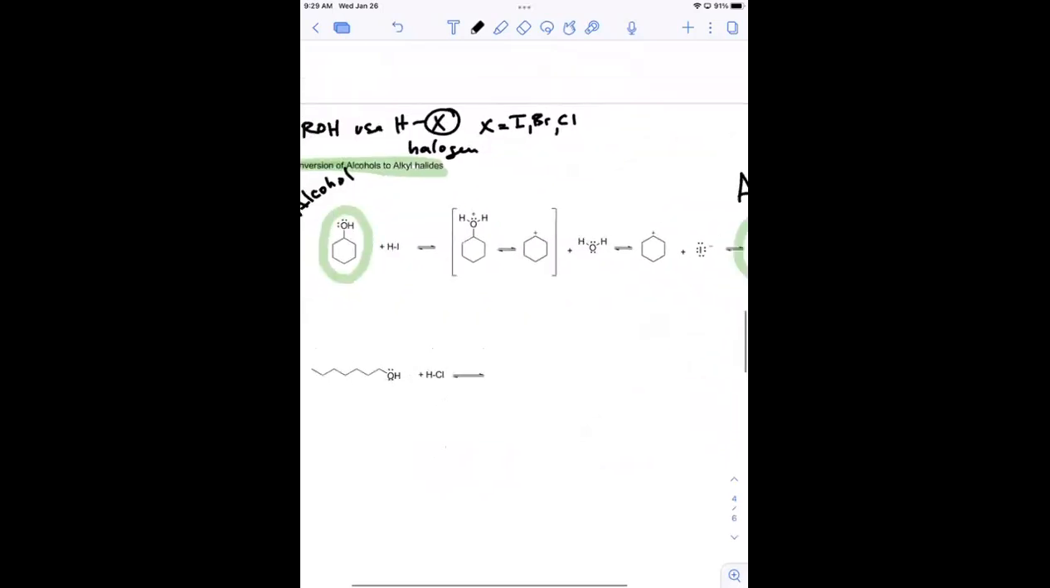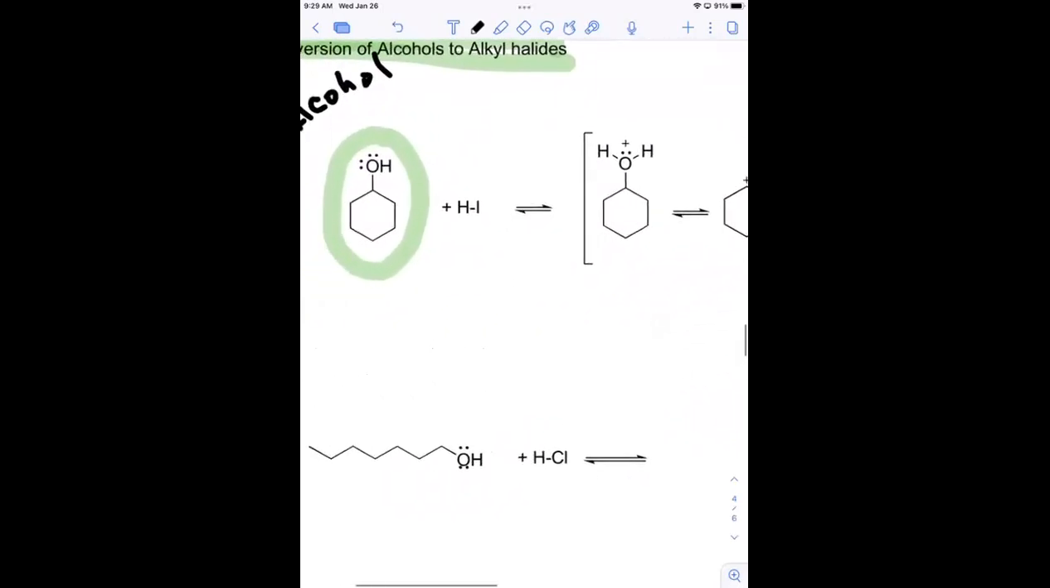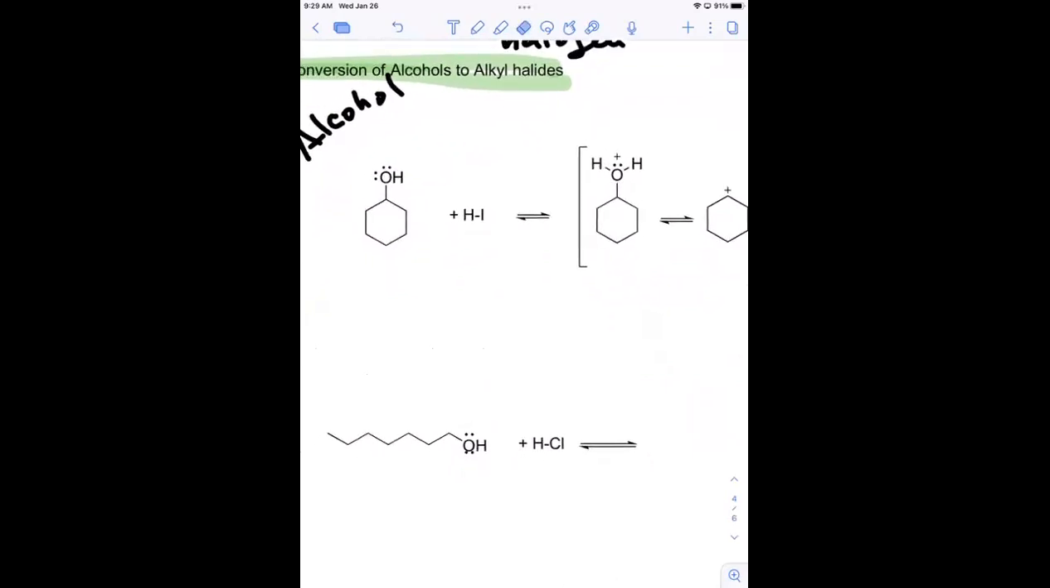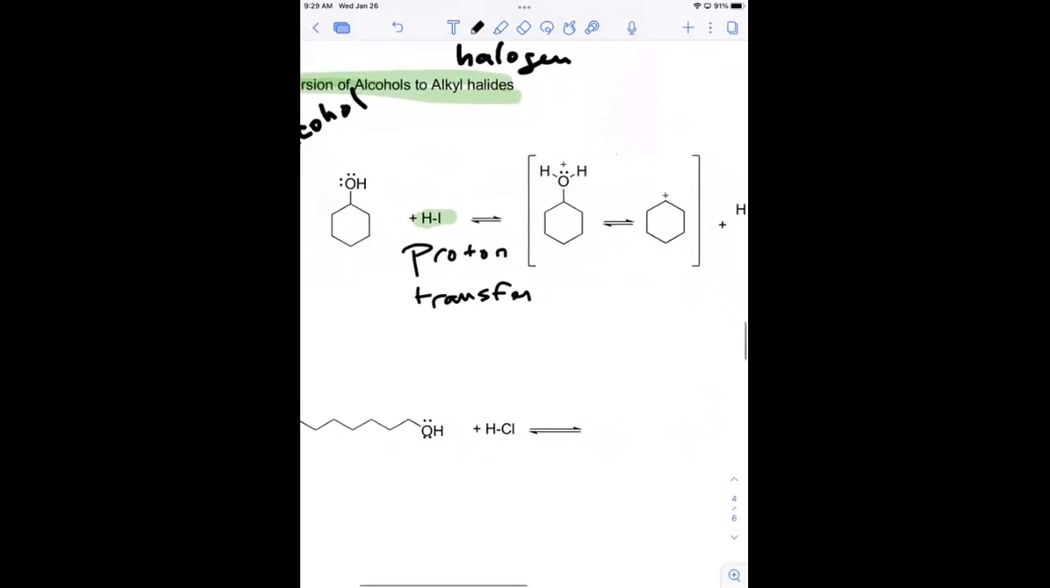So let's go back to here and put some arrows in. I said that the first step is usually to turn the OH group into a better leaving group. With this reagent, HX, in this case HI, the first step is a proton transfer. What does that do to the OH? You can kind of see it right here.